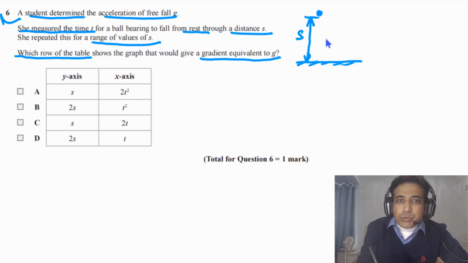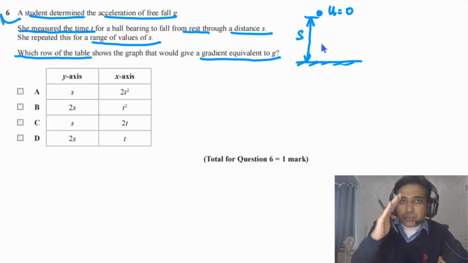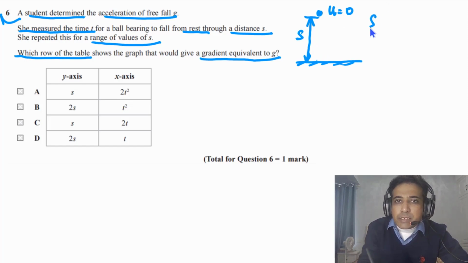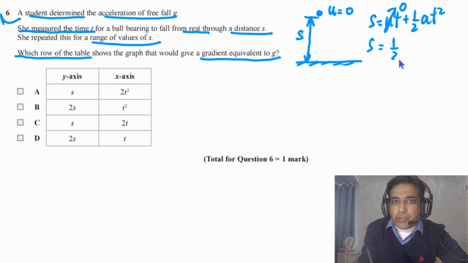For this one, we need to determine value of g, and this ball bearing started from rest. u is equal to 0. In this case, acceleration is constant, so simply we can say s will be equal to ut plus 1/2 at square. As initial velocity is equal to 0, so this term is equal to 0. So here we will have 1/2 at square. We can also write down this one, 2s will be equal to at square.